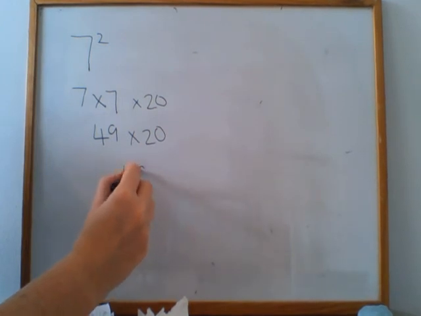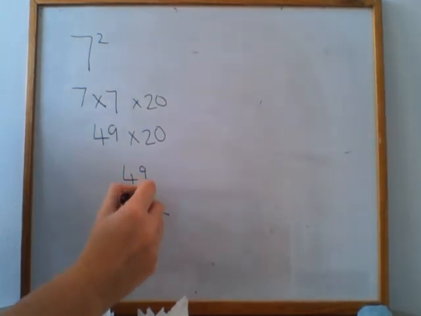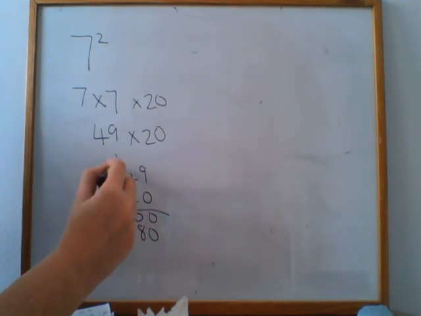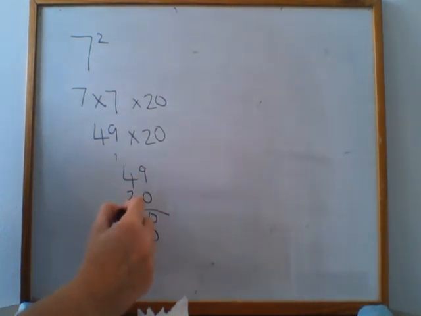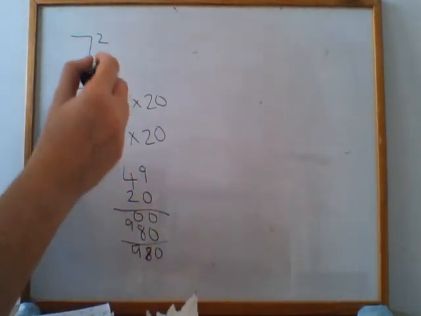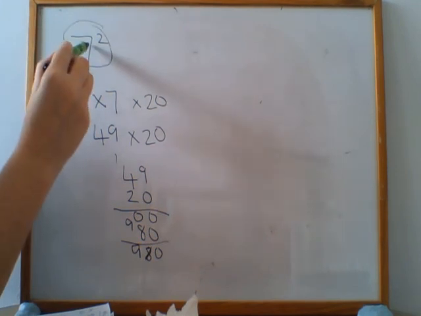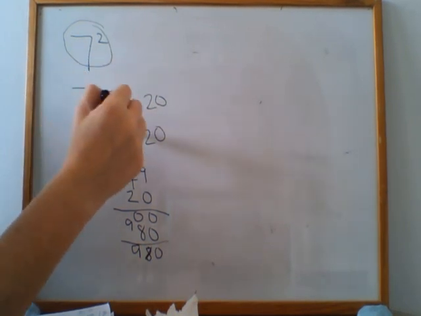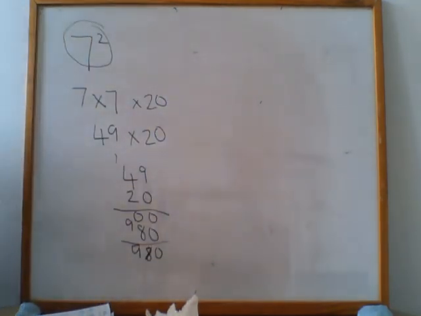And 49 times 20, let's have a look at that. 0 times 9, 0 times 4, put your placeholder in. 2 times 9 is 18. 2 carry 1, 2 times 4, add 1 is 9. So your answer for number 12 is 980. Okay, it's the operation, you do that first. So you work out 7 times 7 is 49, then multiply it by 20. 49 is 7 squared, multiplied by 20, and your answer is 980. Okay, well done.